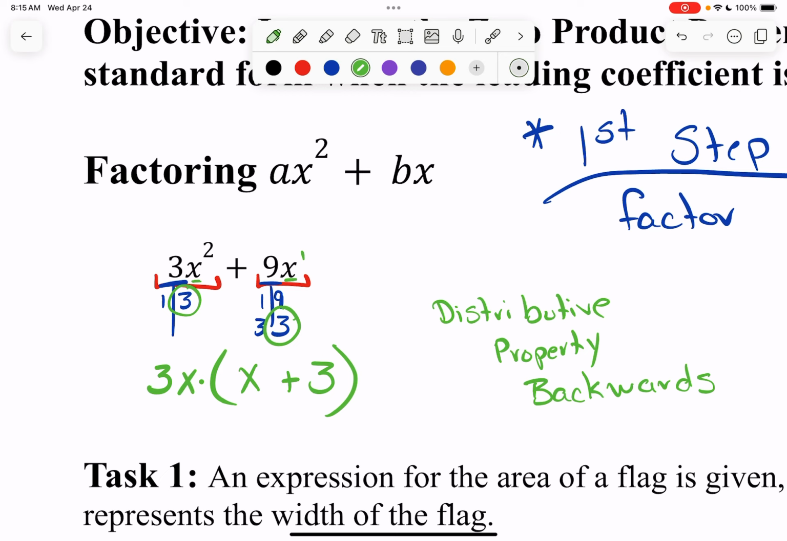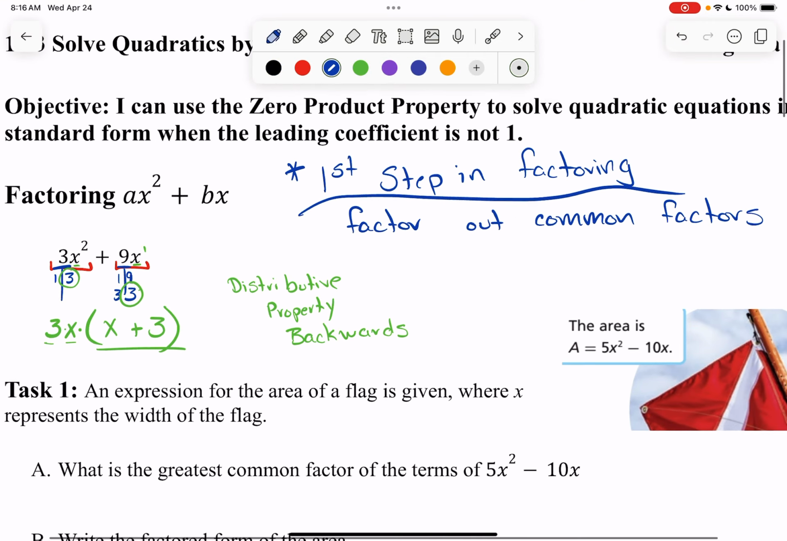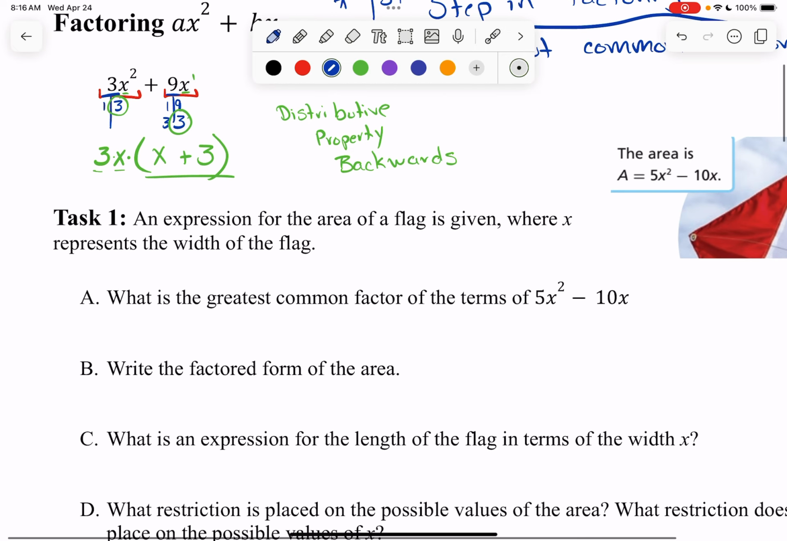I now have factors of 3 and x. So these are technically two separate factors, 3, x, and then x plus 3. Those are my three factors that if I multiply them out, if I multiply the 3 and the x, I get 3x. If I distribute this in, I get back to where I started. And then I always double check to make sure, do these have anything else in common in here? An x and a 3? Nope. So that's as far as that goes. So that is always our first step in factoring, factoring out that common factor.